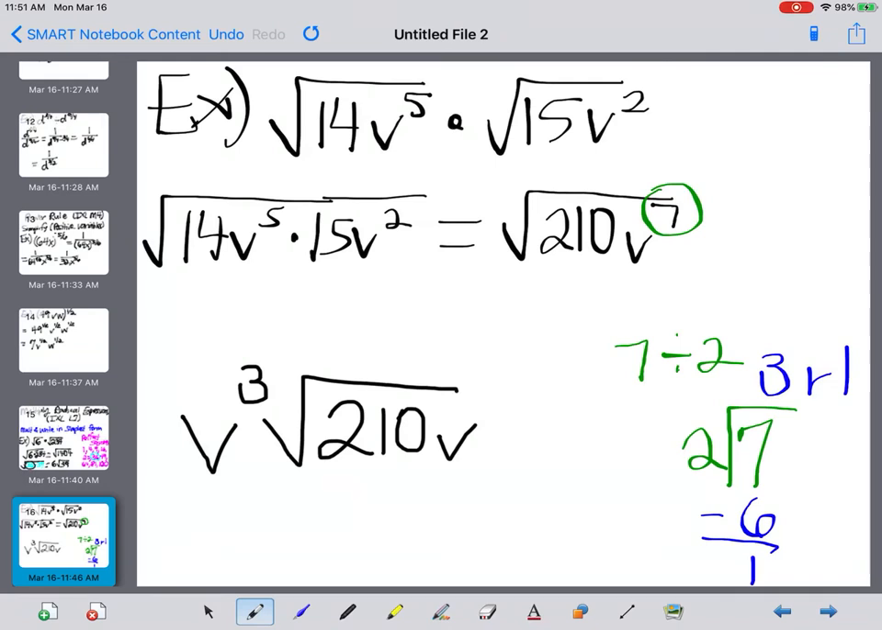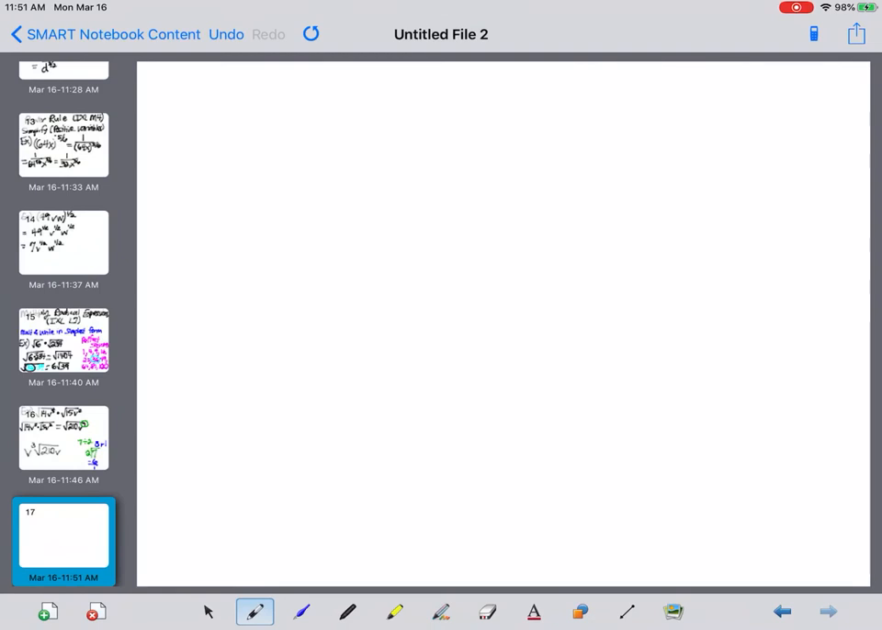Okay, so let's look at another one. Yeah, that's all we can do on that one. Okay. So, not really as bad as it looks, is it? Maybe, just a little bit. Alright. I think we can do it.